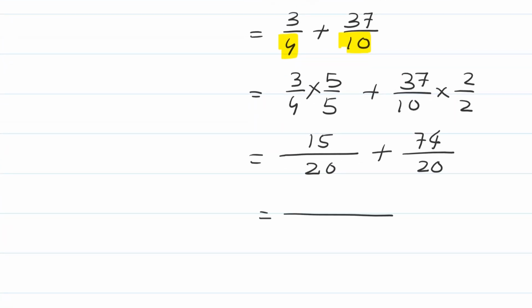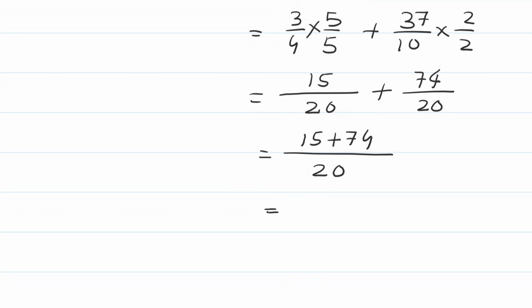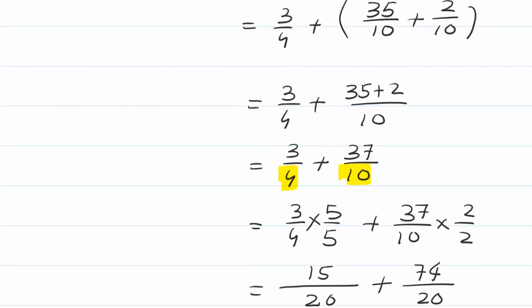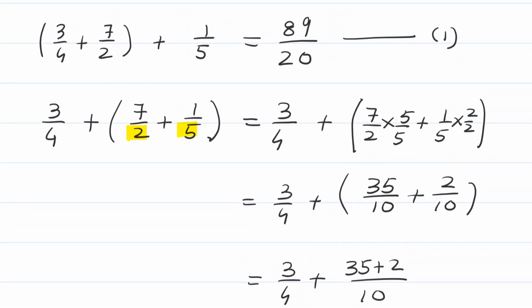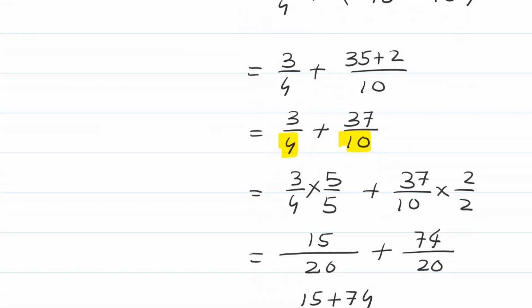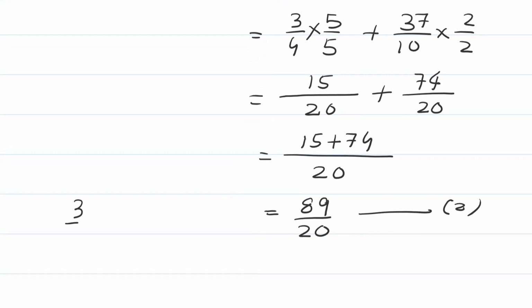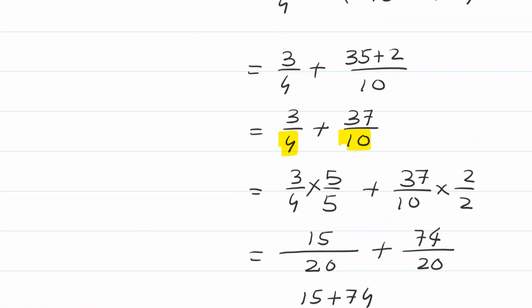Now the bases are equal. Add the terms in the numerator: 15 plus 74 is equal to 89 by 20. Three by 4 plus 7 by 2 plus 1 by 5. And now compare this result with the LHS.